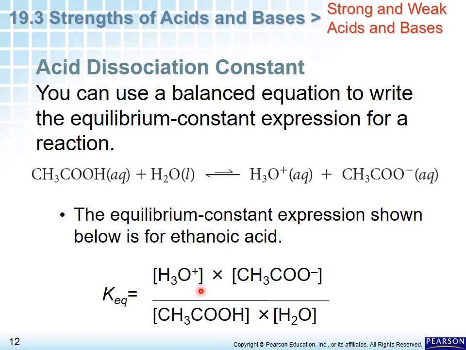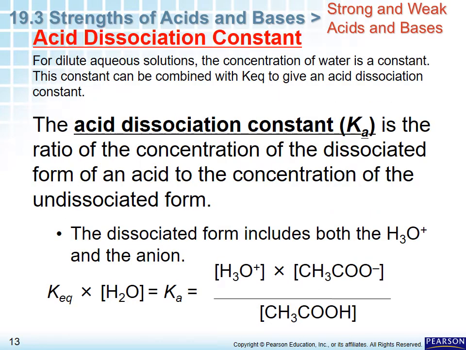Equal to the concentration of the products. So here how many products are there? Two, which are hydronium ion and acetate ion. So the concentration of hydronium ion times the concentration of acetate ion over the reactants. So what are the reactants here? Ethanoic acid and water. So the concentration of ethanoic acid times the concentration of water. I hope you can understand.